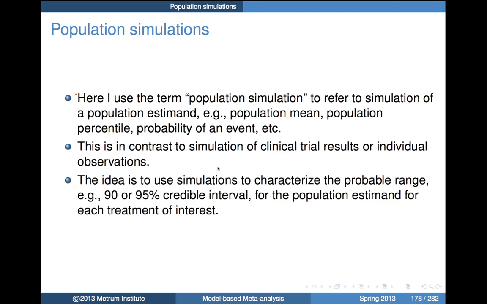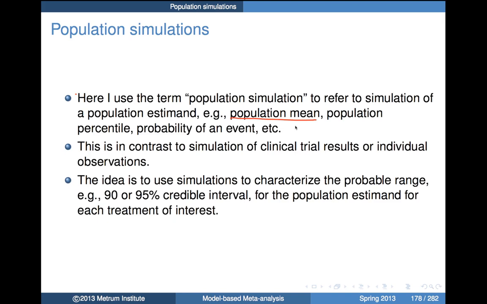Because what I want to know is not what an individual looks like. I don't even usually want to know what the probable range of individual outcomes looks like. Occasionally that will be of interest. I'm usually going to ask questions like, what does the population mean look like, for example? So again, I'm not looking for the probable range of individual outcomes. I want to know what the population mean would be, and I want to compare the population mean for one treatment versus another treatment. So that's where my focus is going to be.